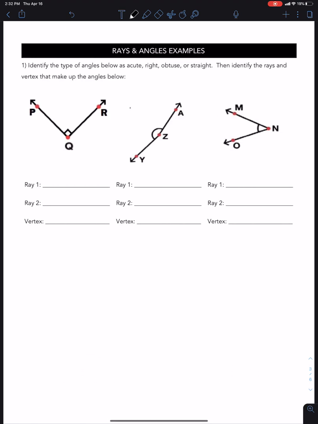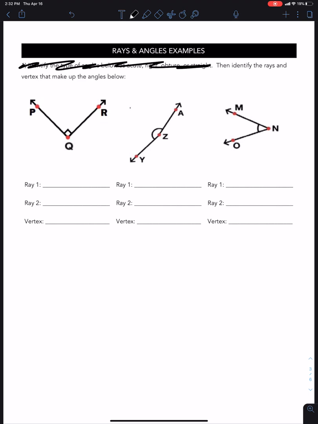All right, on to the next part. All right, these are examples. So for your examples, you're not going to be identifying the type of angle as acute and all that kind of stuff. We're going to do that tomorrow. But I want you to identify the rays and the vertex that make up the angles here.